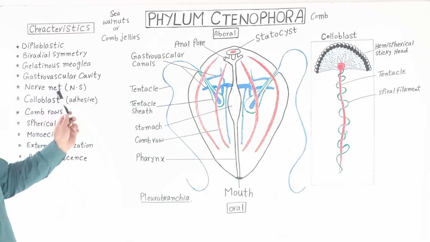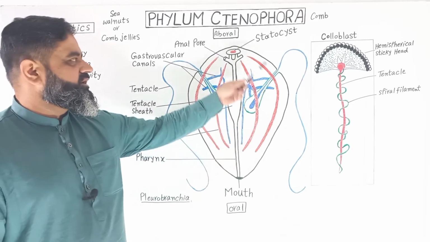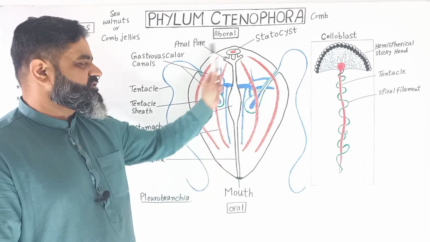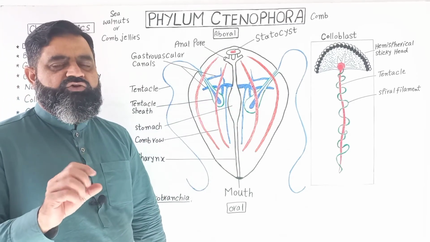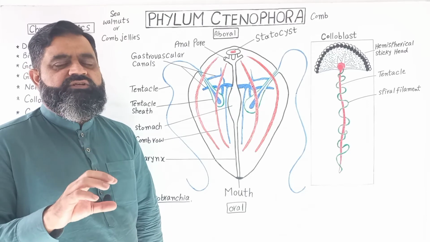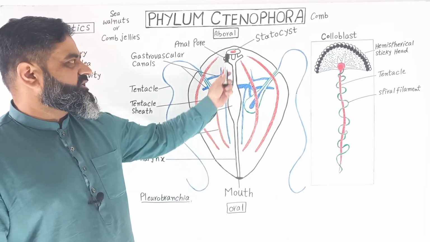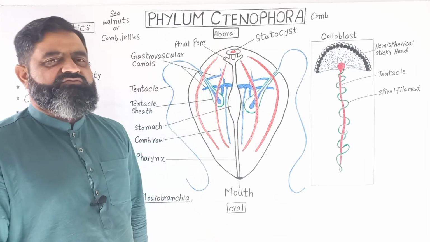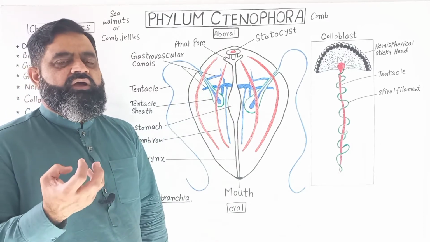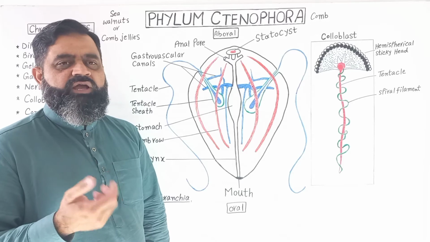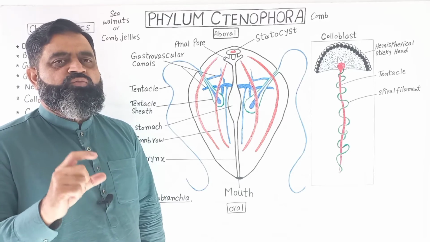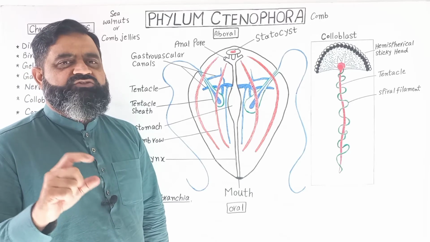They contain a nerve net as a nervous system. If we look at the nervous system, which I did not mention in this diagram, it consists of a network of nerves which is spread all over the body. They also have a sensory organ known as the statocyst, which helps the animal to locomote in response to gravity.